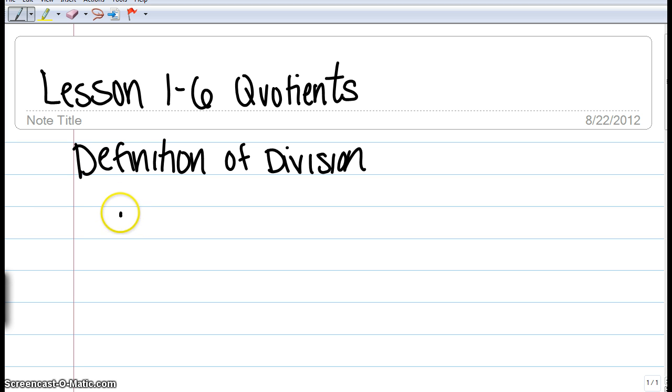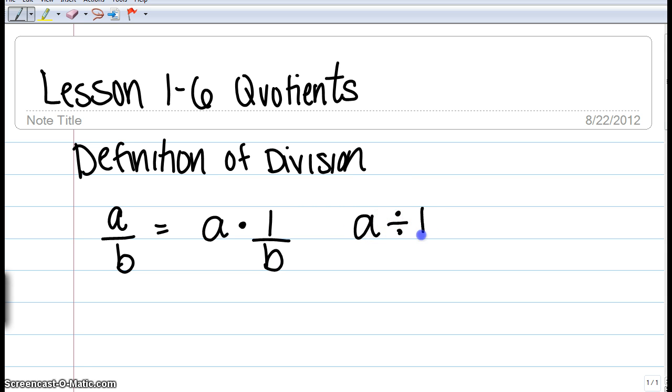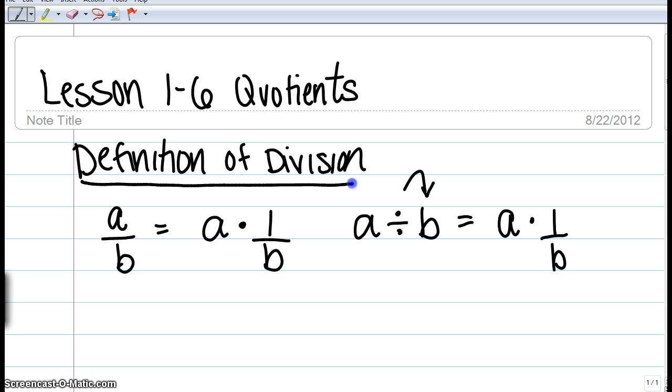For example, if you have A divided by B, you need to understand that that's the same as A times 1 over B. Or if you have A divided by B with a division sign, that is also the same as A times 1 over B, because whenever you have a division sign, you always flip the reciprocal and multiply. So you would have A times 1 and then a B on the bottom, because this is really a 1 underneath the A. So that's your definition of division.